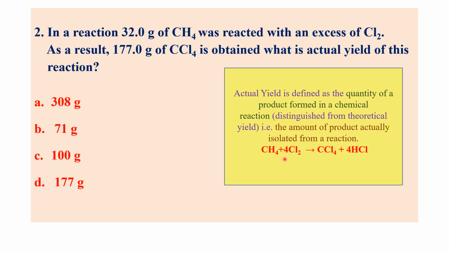So here methane will react with chlorine, and it will produce carbon tetrachloride and hydrogen chloride. 32 gram of methane will react with excess of chlorine and 177 gram of carbon tetrachloride is obtained. So the 177 gram of carbon tetrachloride is the actual product obtained from this reaction. The actual yield is already given in the question, that is 177 gram of carbon tetrachloride. So there is no need to solve it. 177 gram is the answer.